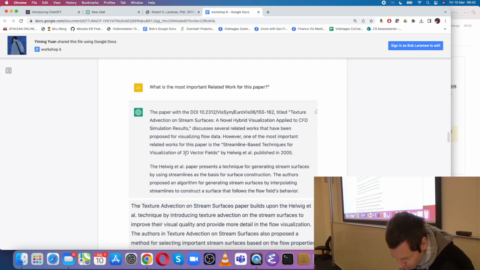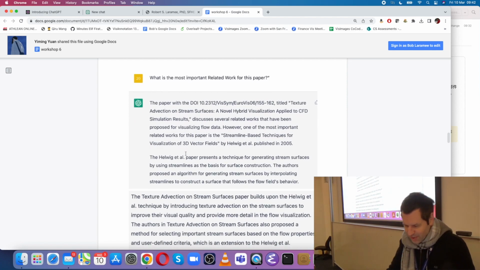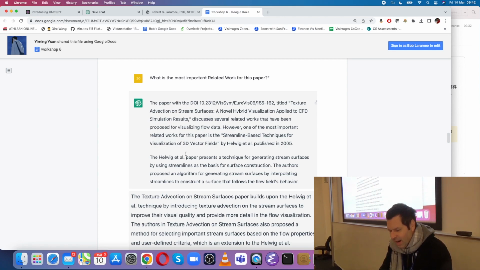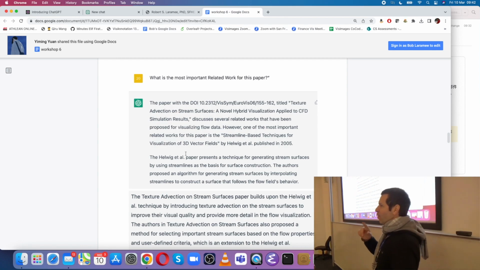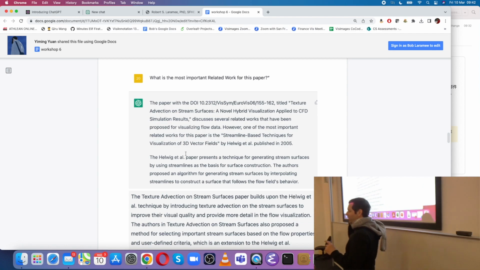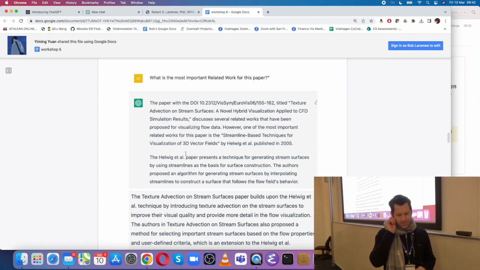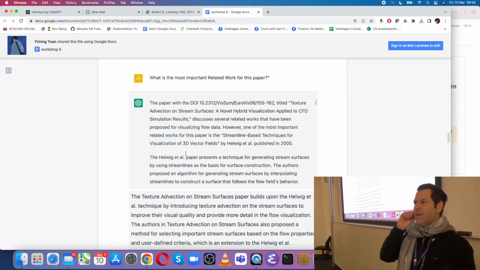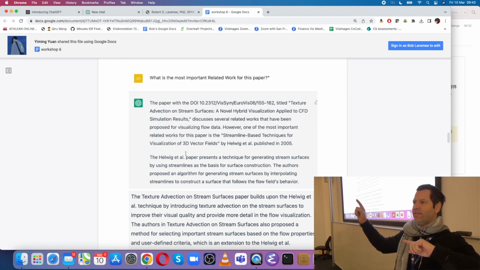What is the most important related work? Okay, I'm really curious about this now. However, one of those streamline-based techniques for visualization by Hellwood. Okay. Again, this is almost correct. It's not quite correct. But it's close. Again, you would get points, but you wouldn't get distinction level.